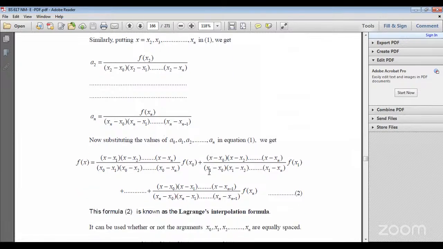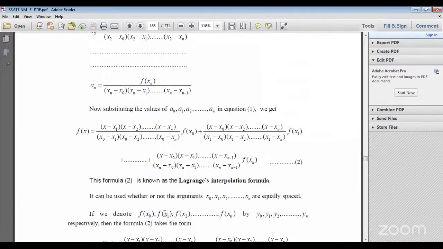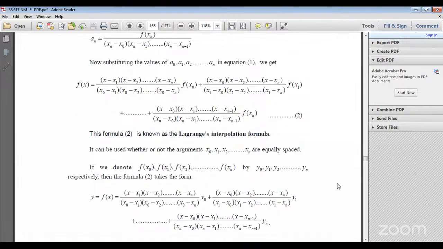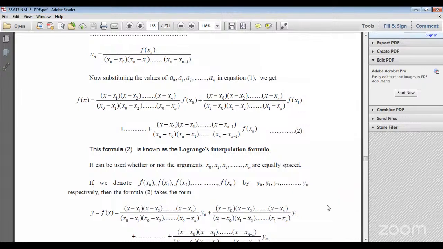In the equation we get f of x is equal to (x minus x1)(x minus x2)(x minus x3), and so on, (x minus xn) divided by (x0 minus x1)(x0 minus x2), and so on, (x0 minus xn), into f of x0, plus (x minus x0)(x minus x2), and so on, (x minus xn) divided by (x1 minus x0)(x1 minus x2), and so on, (x1 minus xn), into f of x1, and so on, plus (x minus x0)(x minus x1), and so on, (x minus xn minus 1) divided by (xn minus x0)(xn minus x1), and so on, (xn minus xn minus 1), into f of xn. This formula is known as Lagrange's interpolation formula. It can be used whether or not the arguments x0, x1, x2, and so on, xn are equally spaced.